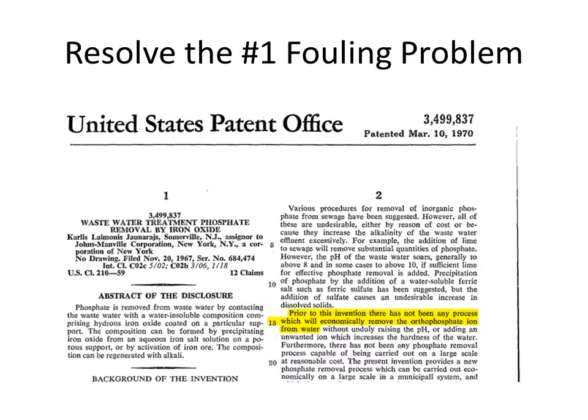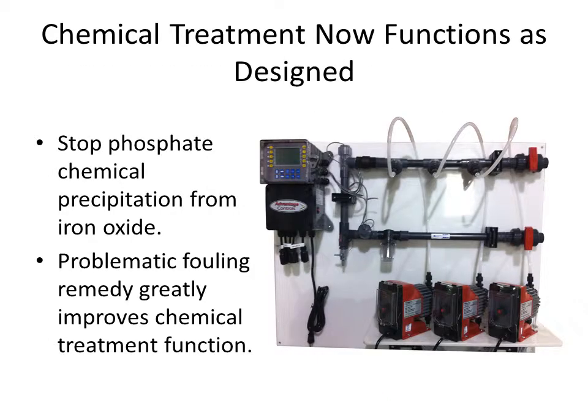You're looking at the patent titled Wastewater Treatment Phosphate Removal by Iron Oxide. Note, prior to this invention, there has not been any process which will economically remove the orthophosphate ion from the water. And with the majority of chemical treatment, they are putting the orthophosphate ions in the water. By eliminating this problematic fouling, it greatly enhances the chemical treatment performance.